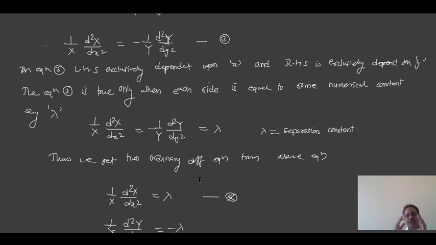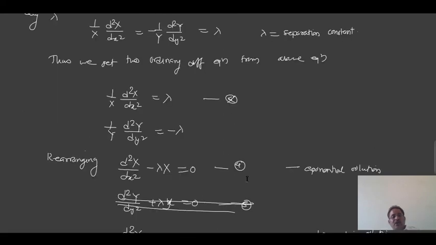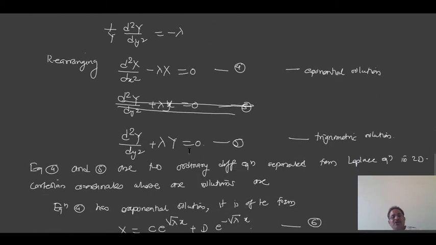So I have written equation 3 in the form 1 upon X into d square X upon dx square equal to minus 1 upon Y d square capital Y upon small dy square is equal to lambda, that is called the separation constant. And from that I will get equation 4 and equation 5, d square capital X upon small dx square minus lambda into capital X is equal to 0. This is the second order ordinary differential equation having negative coefficient.